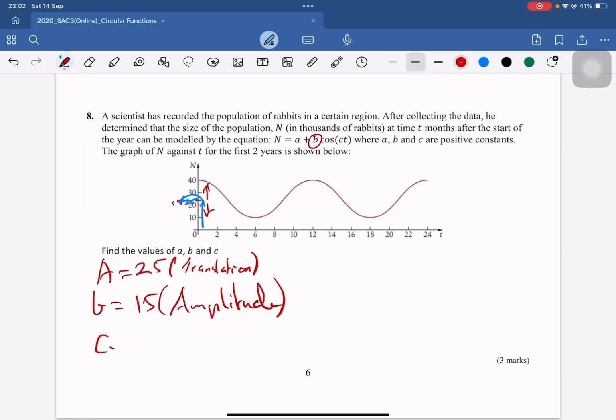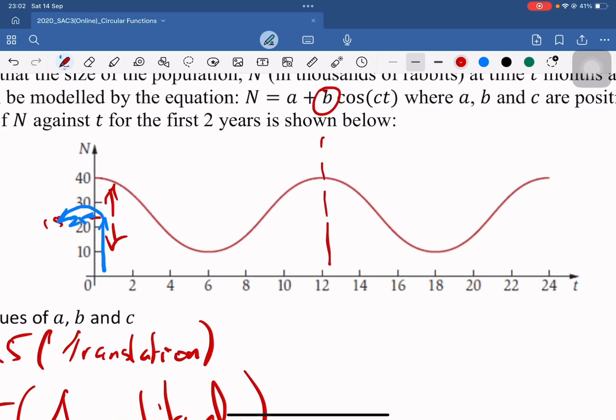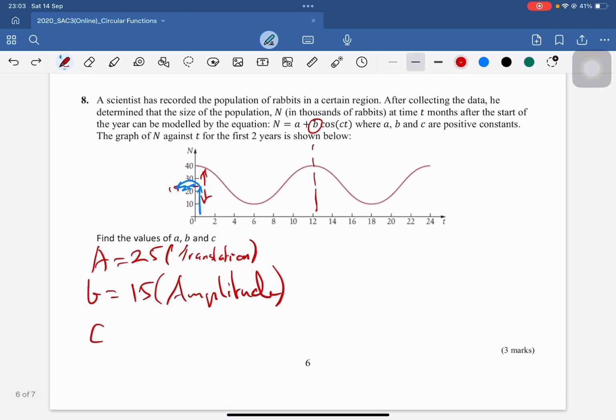And C, the coefficient of x, and to find the period. The period of a graph is always when it comes back to the starting point again, right? And so the way we're going to find the period is, we know the period is 12, and to find the coefficient of x, we're going to use that same thing that we did before.